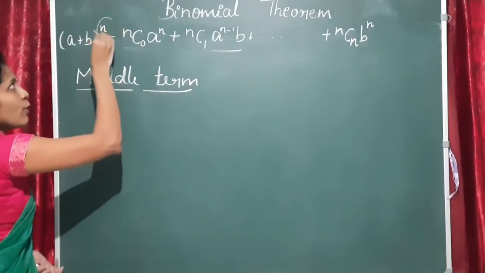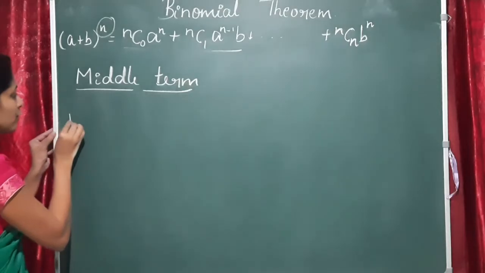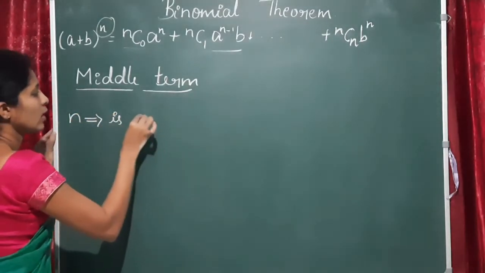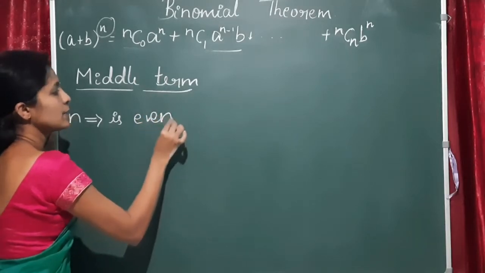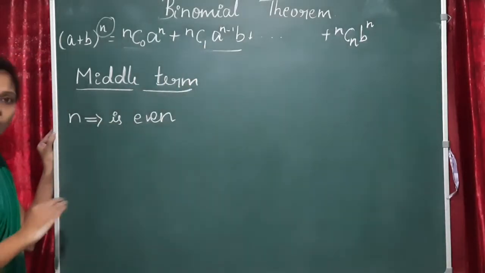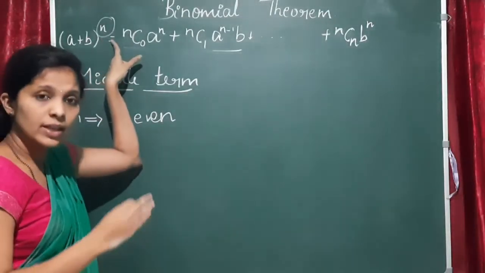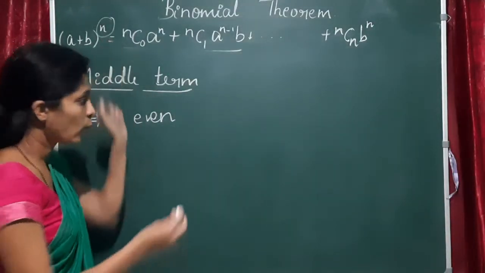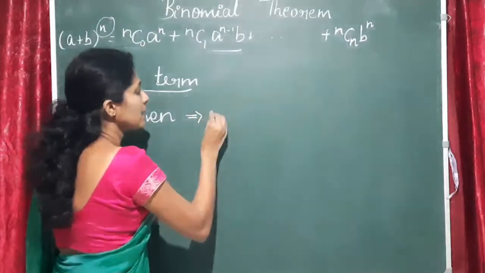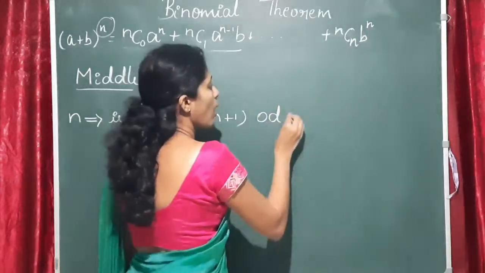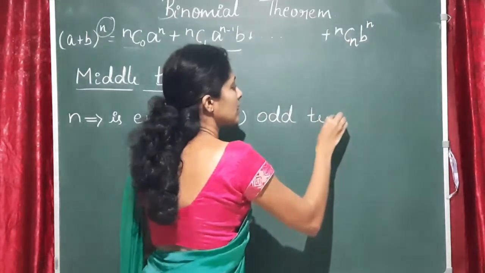Here, the value of n. For example, listen carefully. n is even. Now, how many terms will be there in this expansion? One more than that, right? So, if n is even, the number of terms will be odd. One more than this, that means n plus 1. An odd number of terms will be there, right?